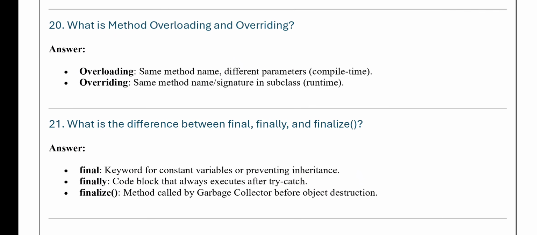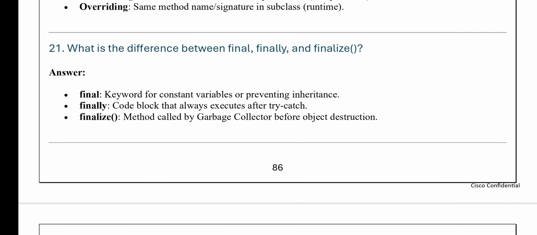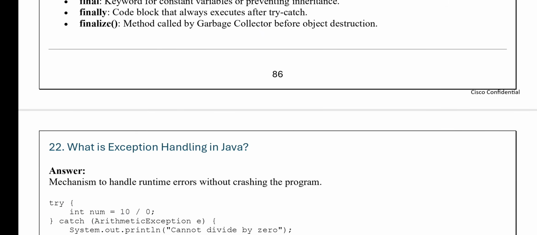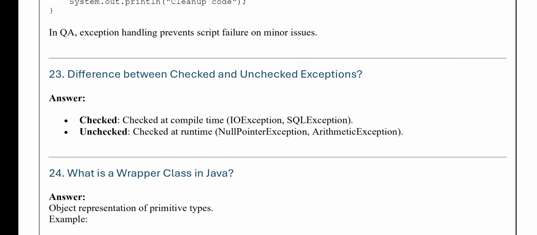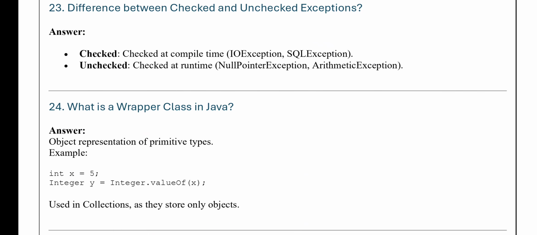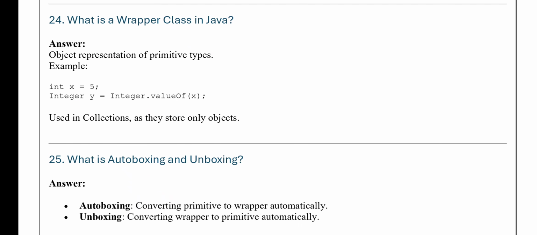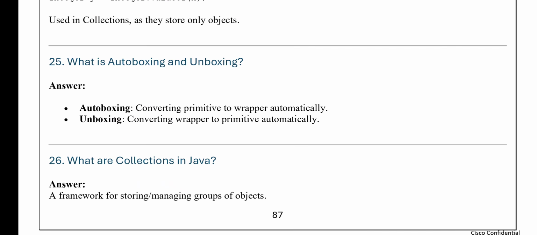What is method overloading and method overriding? What is the difference between final, finally, and finalize? What is exception handling in Java? What's the difference between checked and unchecked exceptions? What is a wrapper class in Java? What is autoboxing and unboxing?